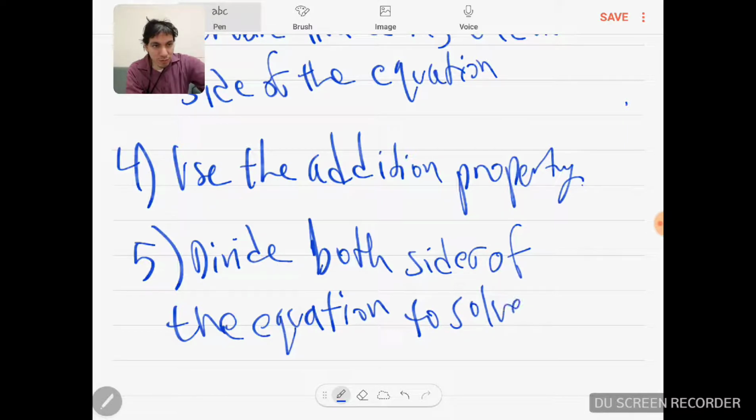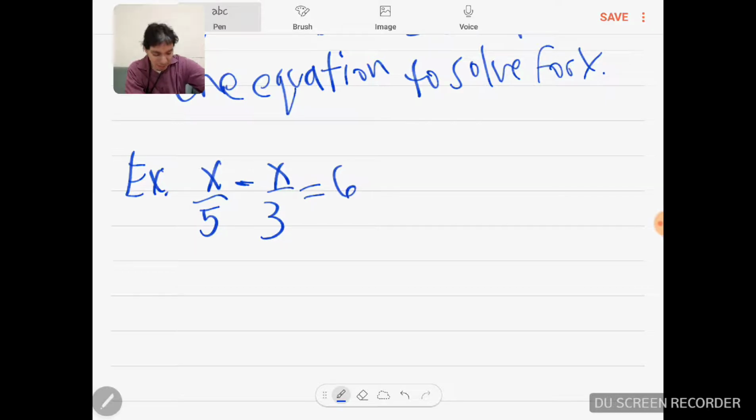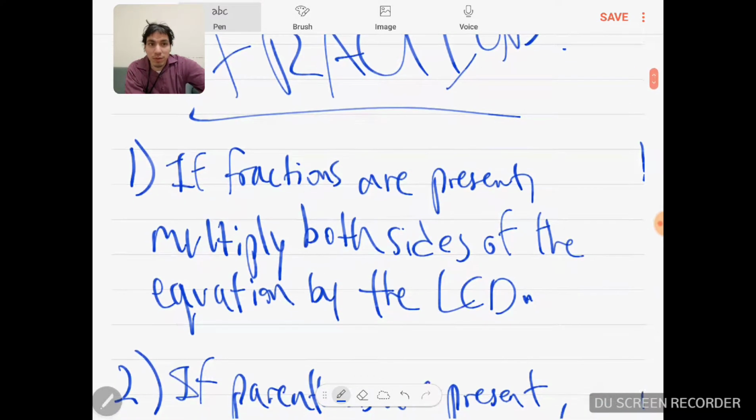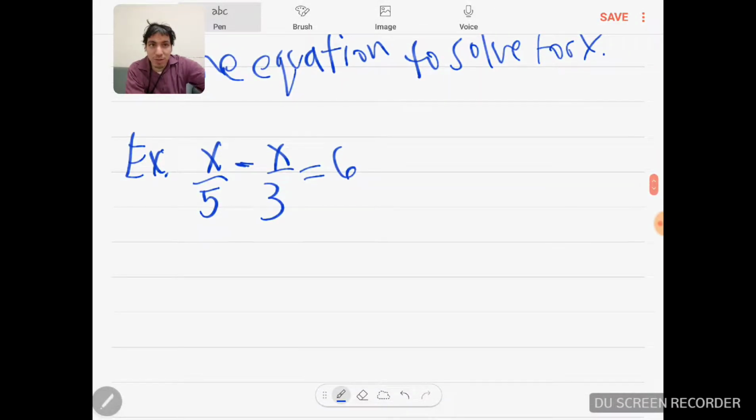To solve for x. Okay, now that was a mouthful. That was a lot. So let's start off with x over 5 minus x over 3 equals 6. All right, so let's go straight to the first part. If fractions are present, find the LCD. So what's the LCD of 5 and 3?